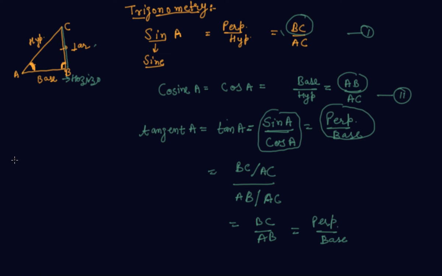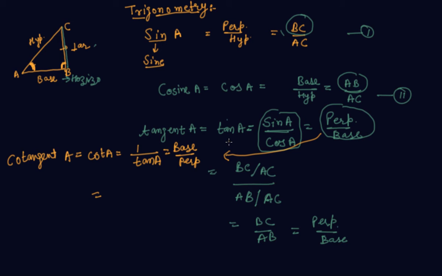So let me write one more formula, cotangent A. It is also written as cot of A, and this is the opposite of tan A, that is 1 by tan A. So what was the formula for tan A? Cot A is written as base by perpendicular, the opposite of the formula of tangent A. You can see it is the reciprocal of tangent A. So what you will get, base was AB and perpendicular was BC. So this is the formula of cot A.